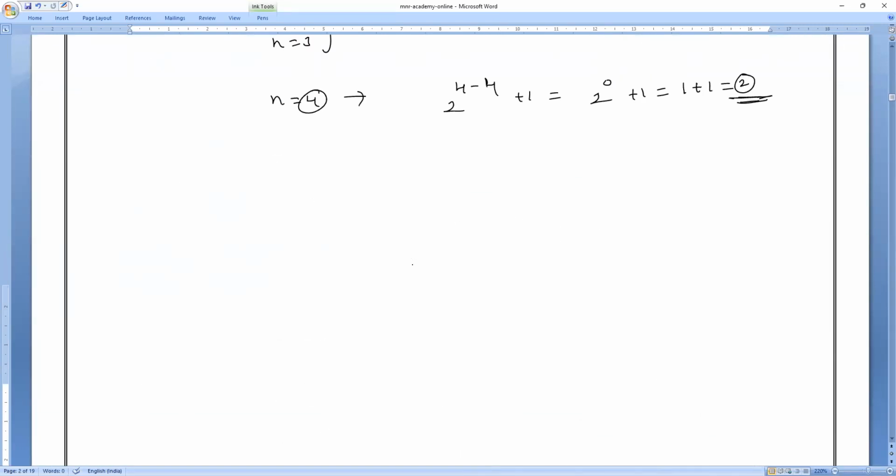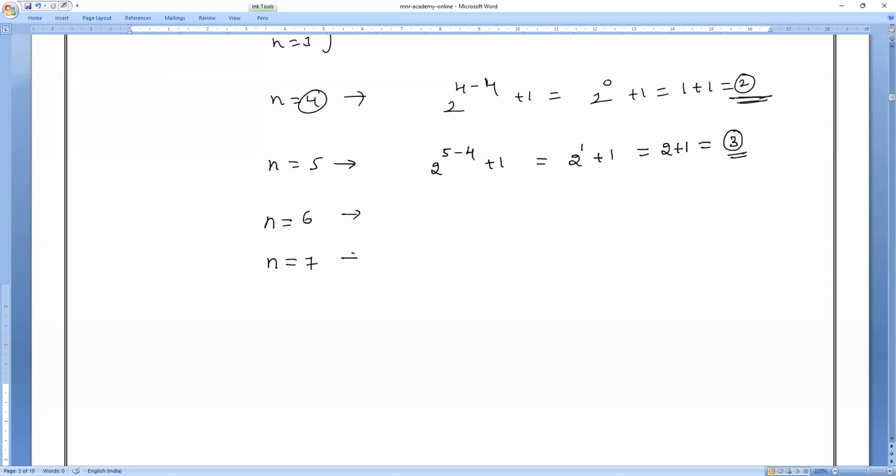Verify. N equals 5, how many isomers? 2 power (5 minus 4) plus 1 is 2 power 1 plus 1, which is 2 plus 1, equals 3 isomers. 3 isomers. Who is saying 5 isomers? Next, n equals 6 and n equals 7.